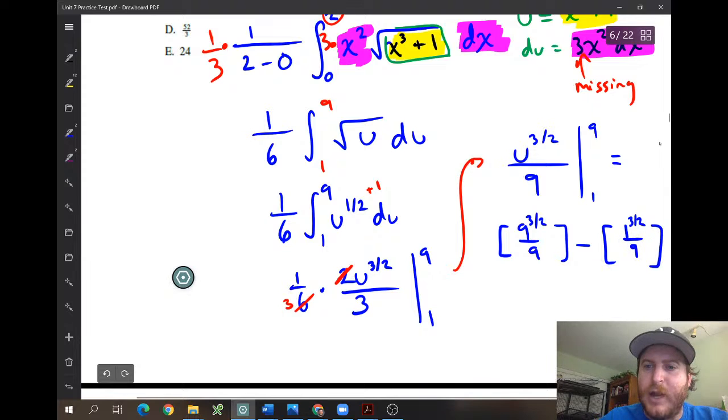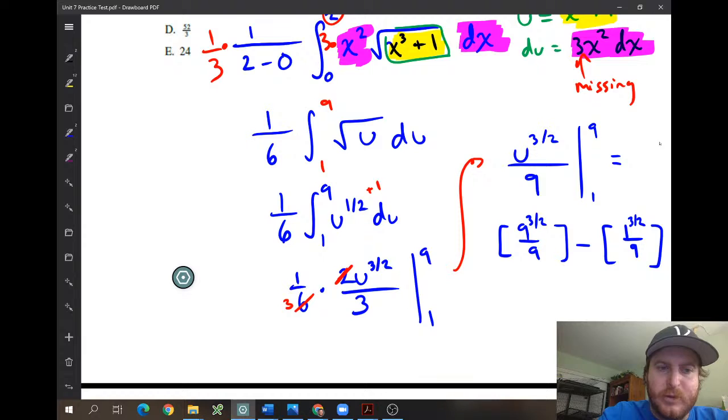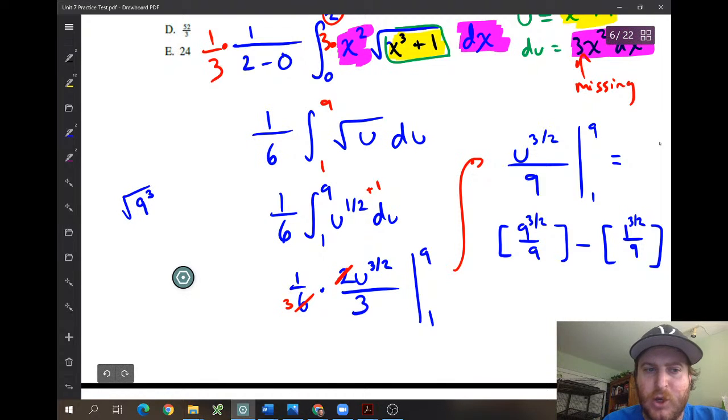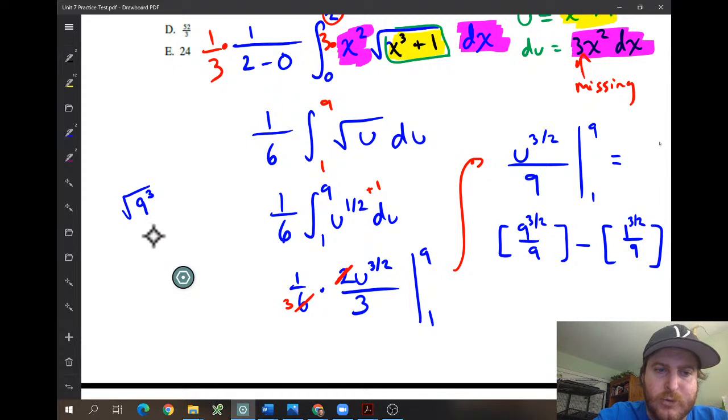Now, how do you do 9 to the 3/2? This is not a calculator test. How do I do 9 to the 3/2? Well, that's the square root of 9 cubed. You can do either the square root or the cubing first. I like to square root first. It makes it easier. The square root of 9 is 3.